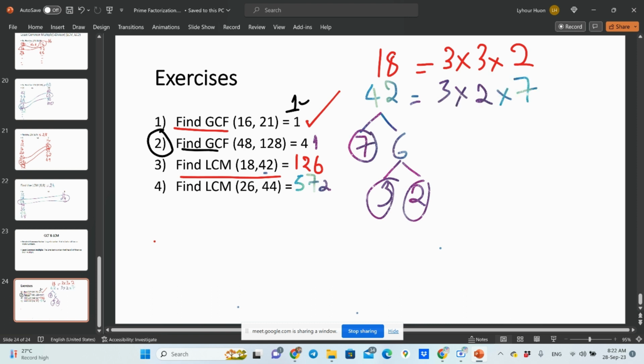Okay. Now, if we find the GCF, for example, the GCF of 18 and 42, what factors do we take? This question is about LCM, but because we already studied the GCF, when we break into prime numbers and find the GCF of 18 and 42, what will be the common prime factors we are taking?